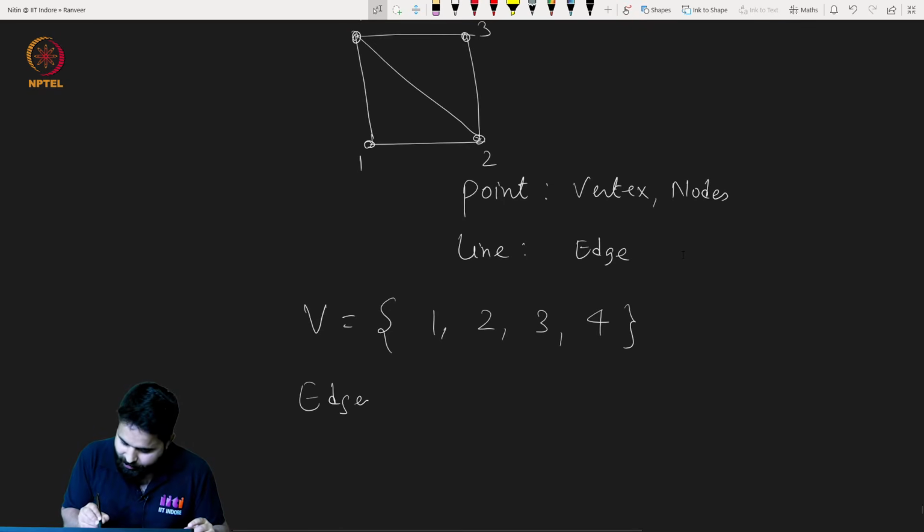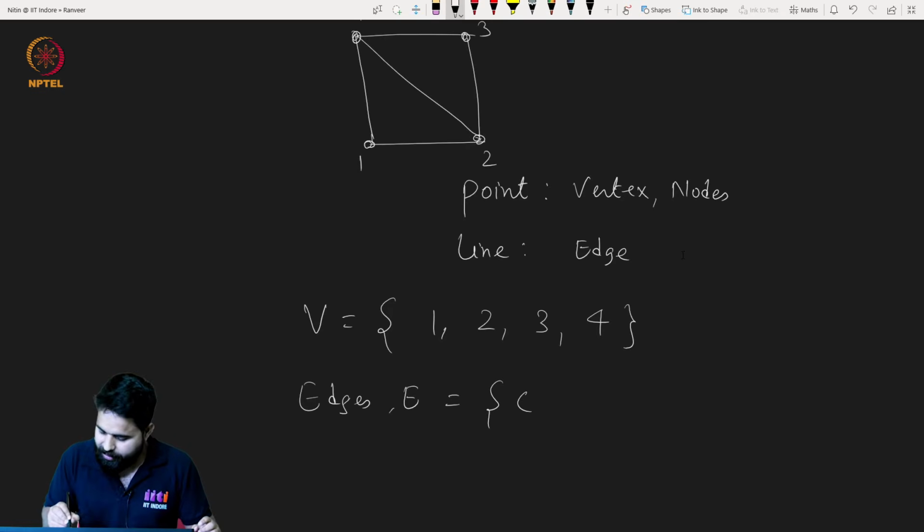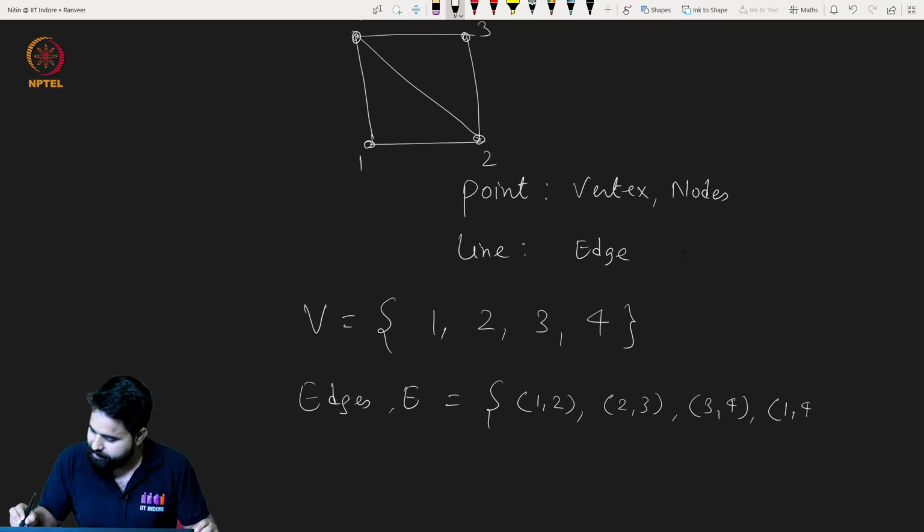The edge set I will denote by E. E is nothing but a collection of pairs of vertices. So like this: 1, 2, then 2, 3, then 3, 4, then I guess there are 2 more: 1, 4, and then 2, 4.